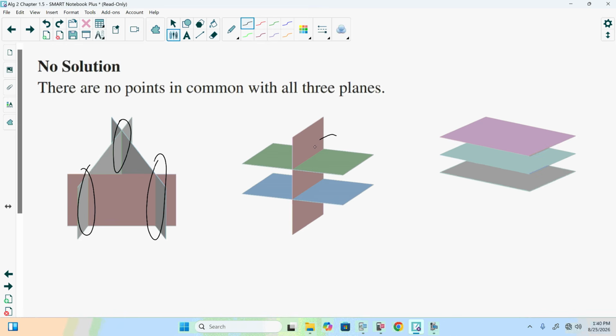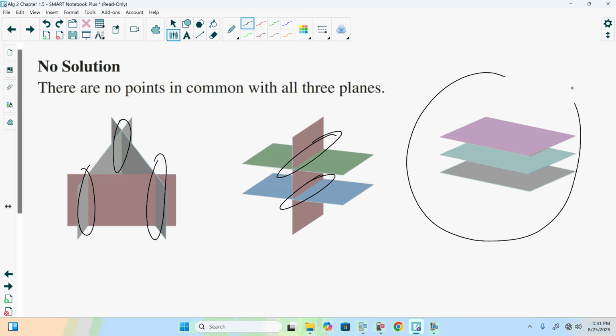For the middle one, both of these intersections, we do have 2 of the planes, 2 of the equations would have a point in common, or multiple points in common, but because not all 3 share a point or line, it's no solution. And this last one, they're all parallel. They don't intersect at all. So again, no solution, nothing in common.